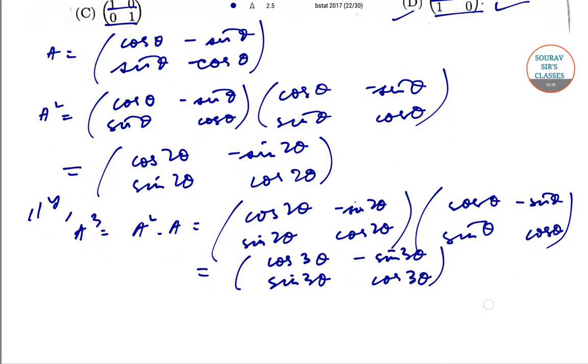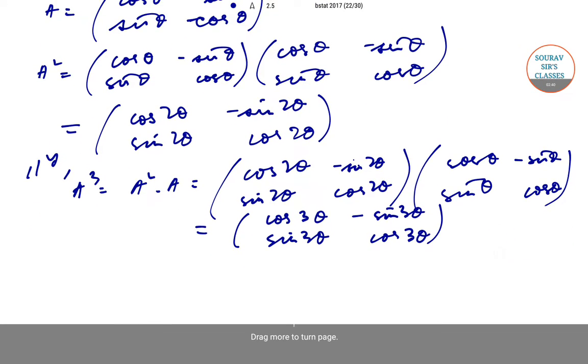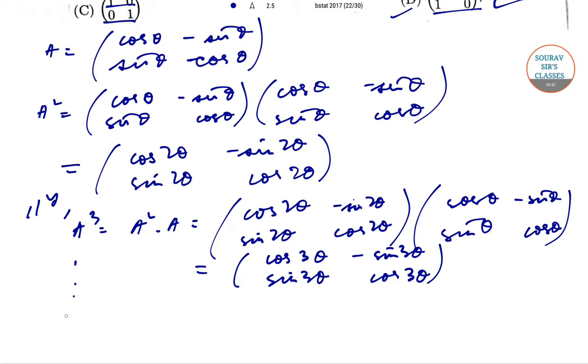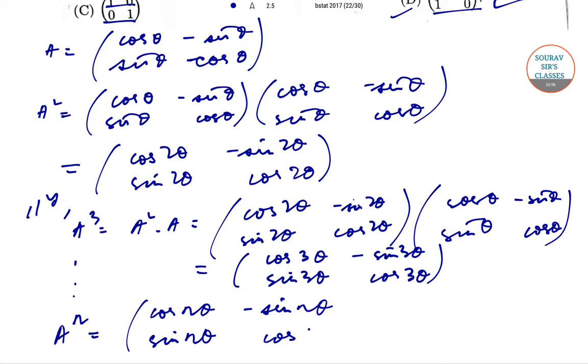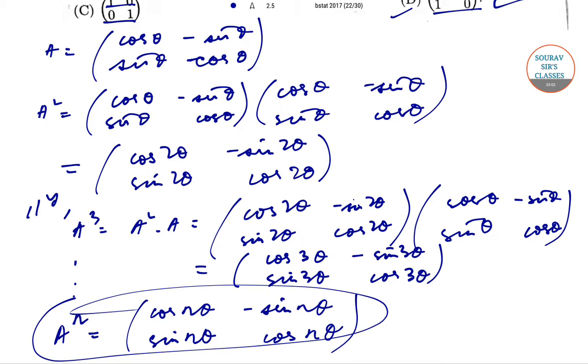And now if we try to extend it further, this will give us A to the power n is equal to cos of n theta, minus sin of n theta, sin of n theta and cos of n theta. So by induction we have got this matrix. So now we'll try to find out A to the power 100.